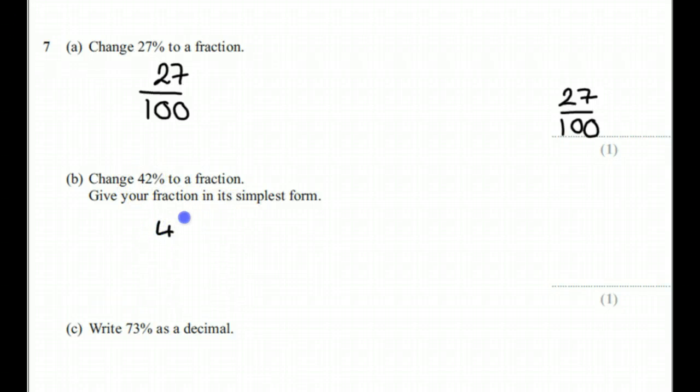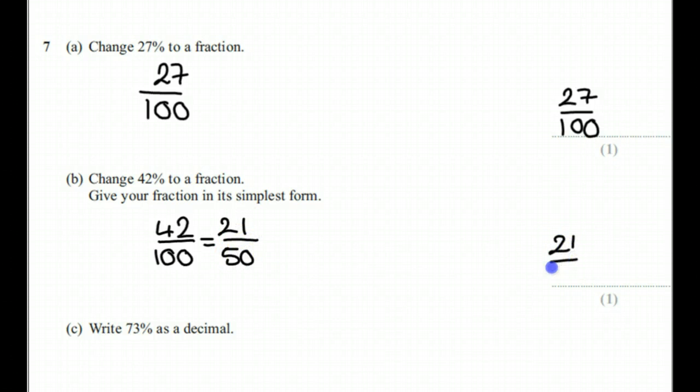Changing 42% we do in the same way, but this time we do have a common factor. For example, 2 will go into both 42, 21 times, and 100, 50 times. No further common factors, so we can write that one as 21 over 50.